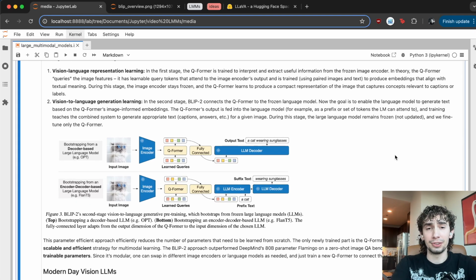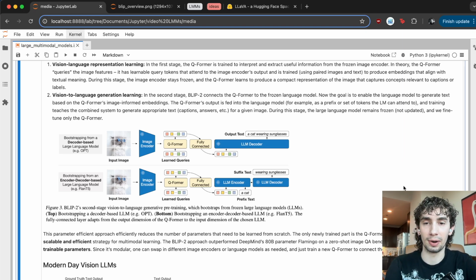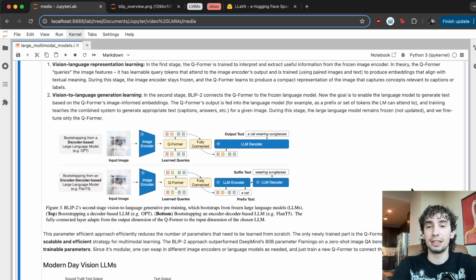And the cool part about this is that it actually performed very well, outperforming the 80 billion parameter Flamingo model on zero-shot image question and answering, with 54 times fewer trainable parameters, with the added benefit that you can actually swap in and out different image encoders and language models as needed, just needing to train a new Q-former to connect them together.